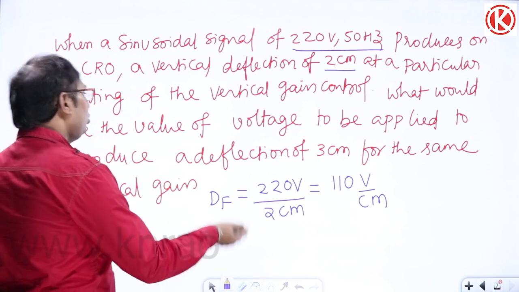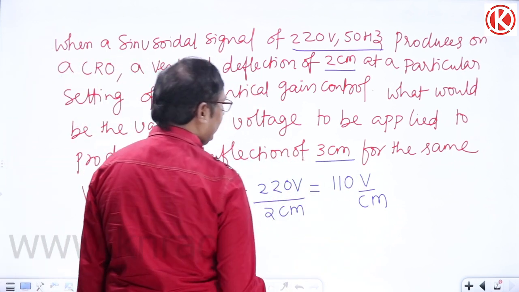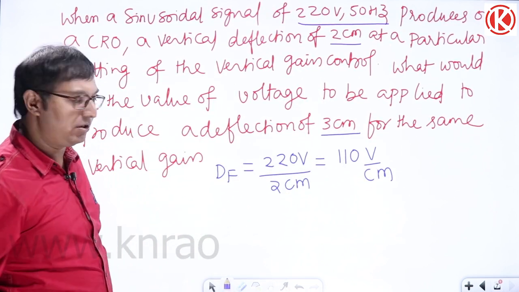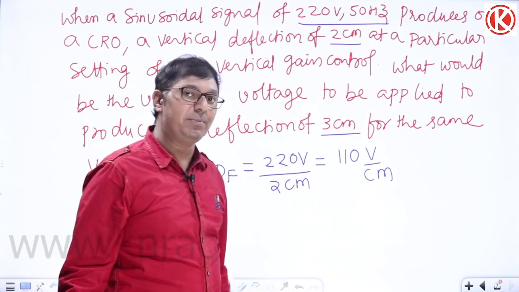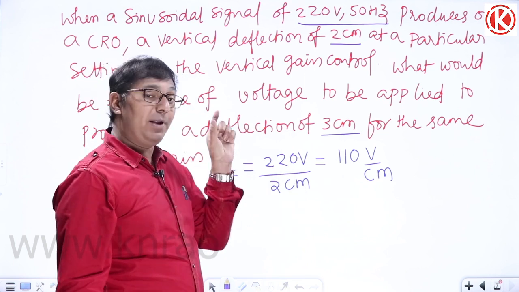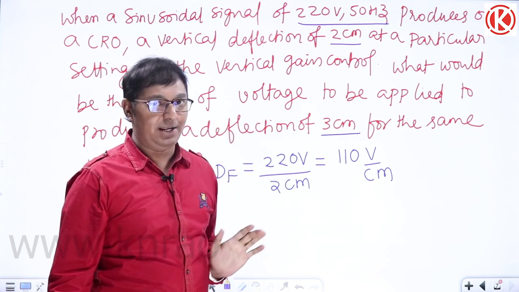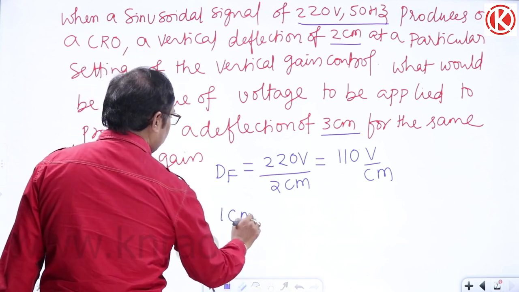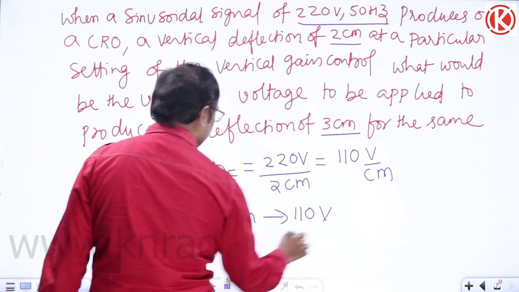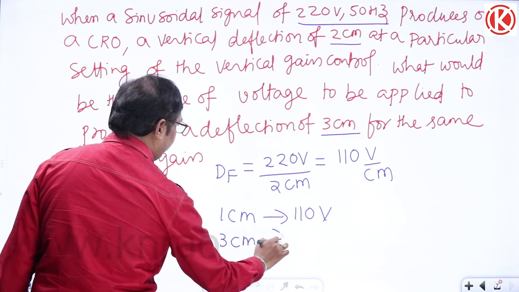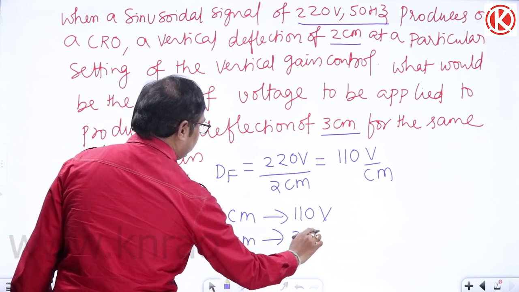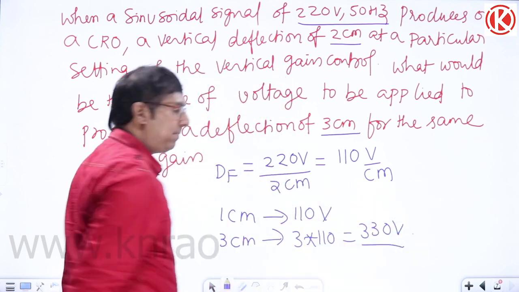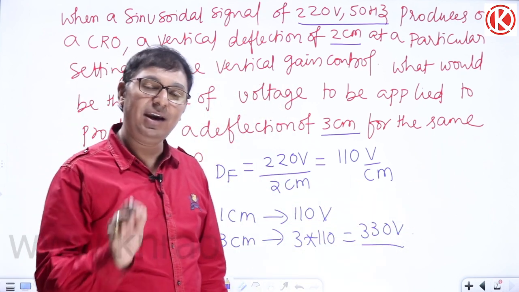Now what voltage must be applied to produce a deflection of 3 centimeters for the same vertical gain setting? Hope you understood the meaning of 110 volts per centimeter: if you apply 110 volts, you get a deflection of 1 centimeter. To get a deflection of 3 centimeters, you need 3 times 110 volts, which is 330 volts. Then you will get a deflection of 3 centimeters.